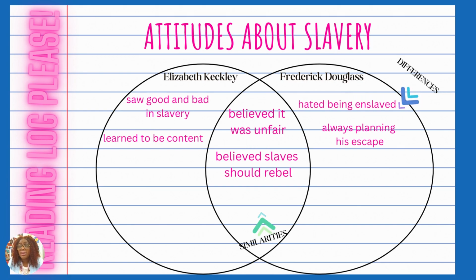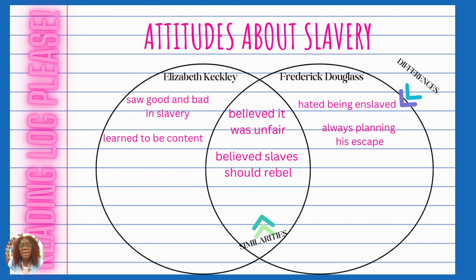All right, so the next part of this assignment is to identify the attitudes about slavery. So we're going to compare and contrast how both Keckley and Douglass felt about slavery or the institution of slavery. So in this Venn diagram, I've added 2 details for you, and you need to add at least 2 more. All right, so let's look at the information I've already provided. Elizabeth Keckley said that she saw the good and bad in slavery, and she also learned to be content as a slave. As far as Frederick Douglass, he hated being enslaved, and he was always planning his escape.